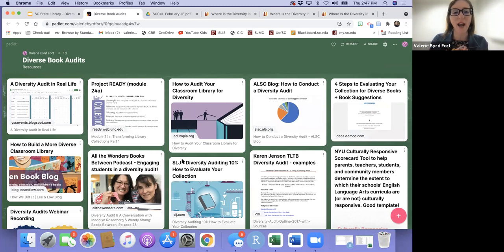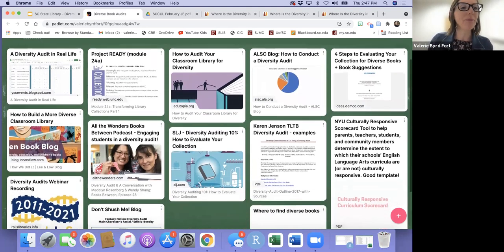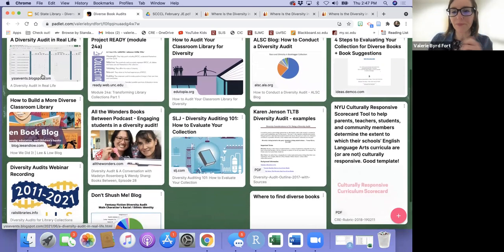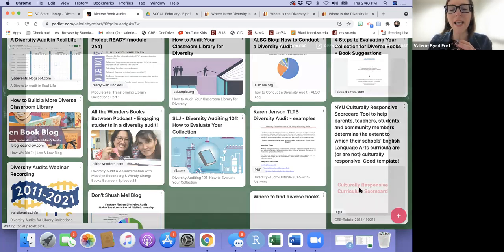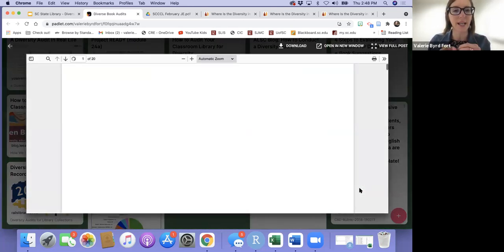resources out there. And so I have lots of links here, and I'm going to add the one that Alex shared. And if anyone else has links to share as well, I'm happy to add those here, or you can add them. So I want to show you some of the really great ones. This is a culturally responsive scorecard tool that I think is really interesting.